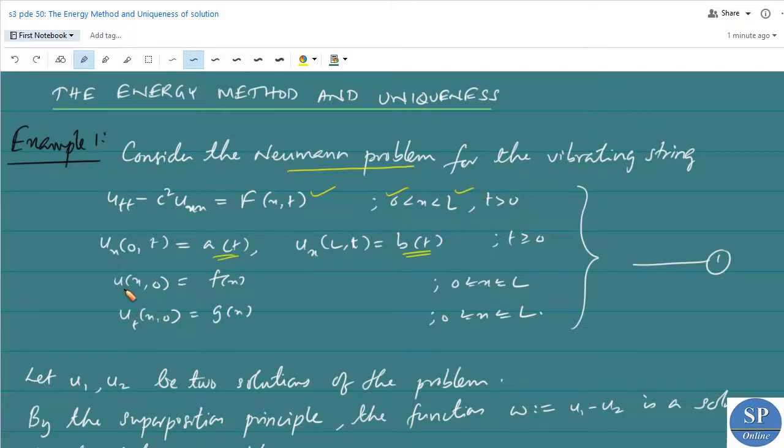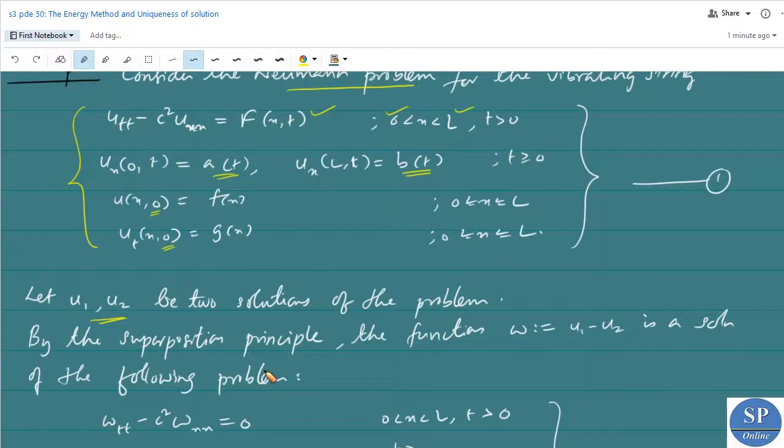Okay, and the initial conditions are given by u(x,0) equal to f(x) and u_t(x,0) equal to g(x). Now let u1 and u2 be two solutions of this problem 1. By the superposition principle, the function w equal to u1 minus u2 is a solution of the following problem, that is, a solution of the corresponding homogeneous problem with homogeneous boundary conditions.